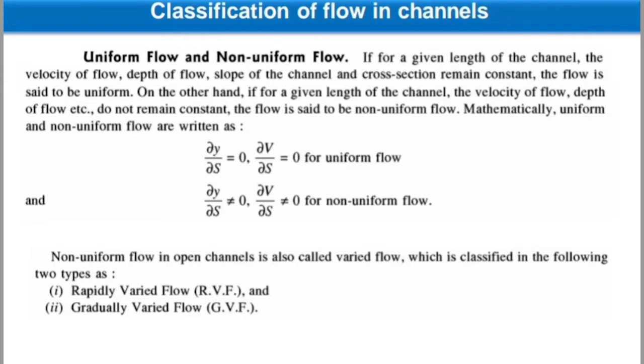∂y/∂s equal to 0 and ∂v/∂s equal to 0 is the mathematical representation for uniform flow, and ∂y/∂s not equal to 0 and ∂v/∂s not equal to 0 for non-uniform flow. The non-uniform flow is also called varied flow. It is again classified as rapidly varied flow and gradually varied flow.